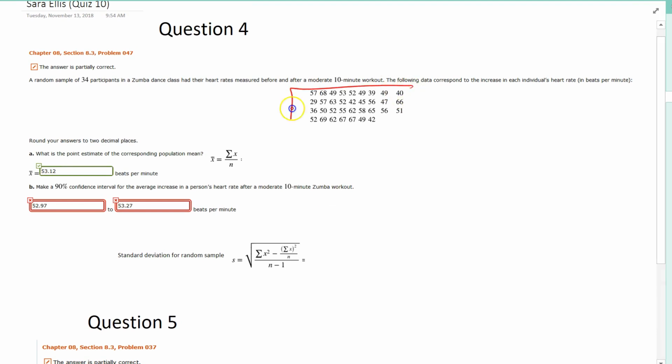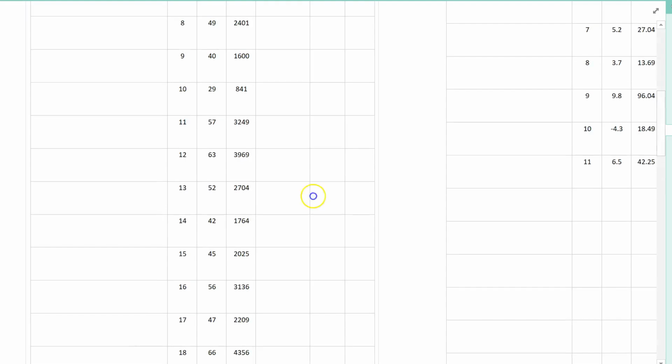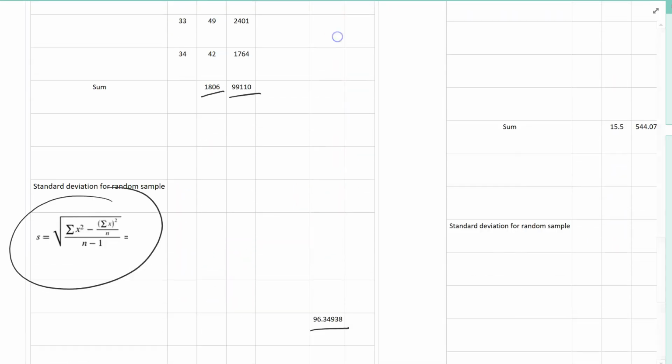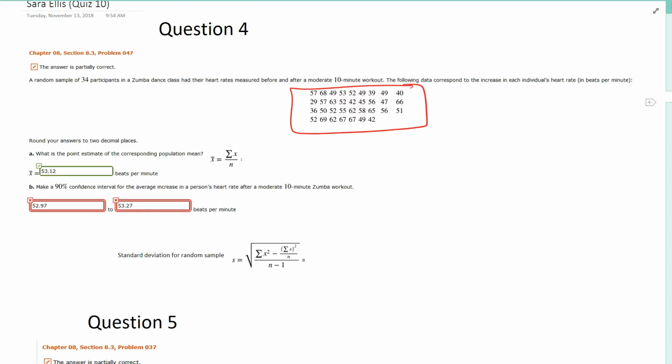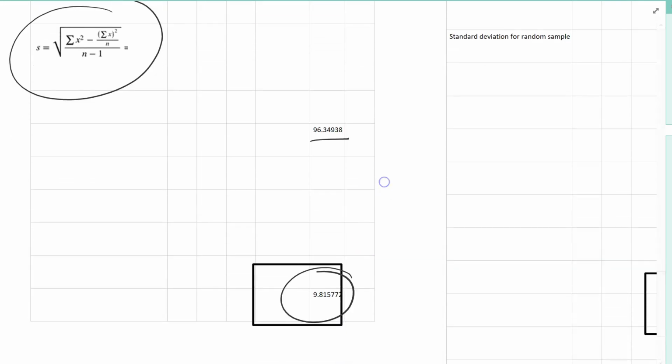Now I did some of this work already in Excel. I plugged in all these numbers in Excel, and I took the summations of the x and the summations of the x squared and followed the formula for the standard deviation of the random sample size. When I did that, I ended up with 9.815772. So Excel is very nice. The square root here.